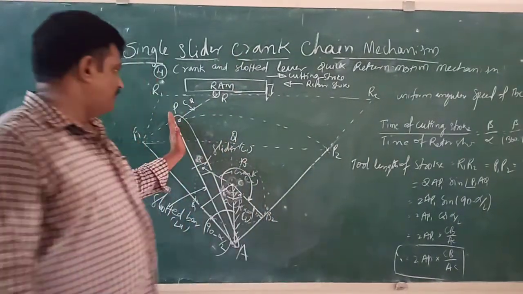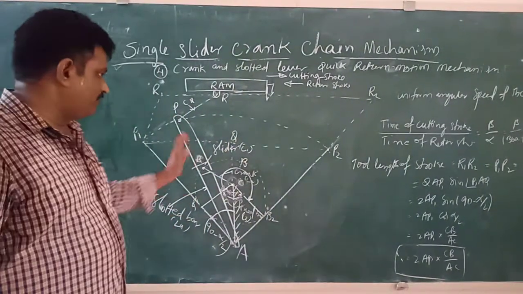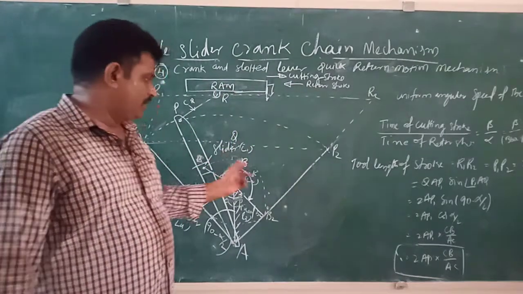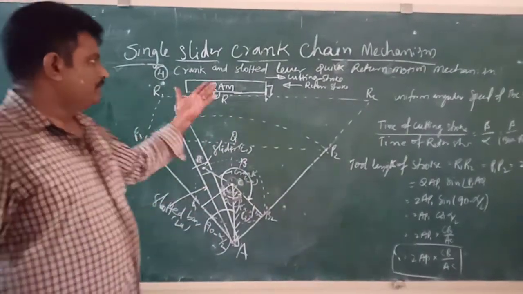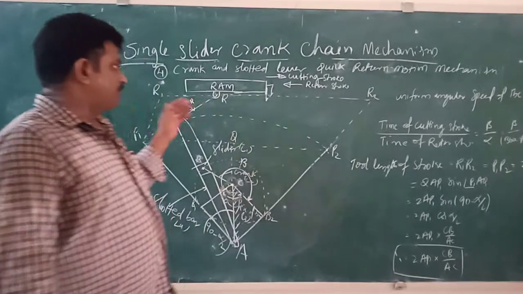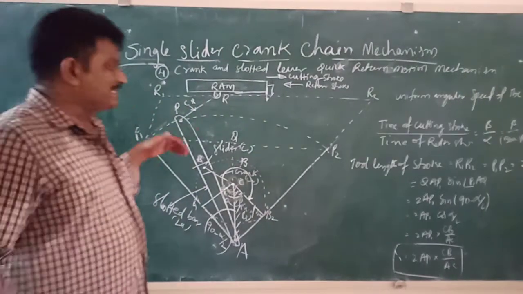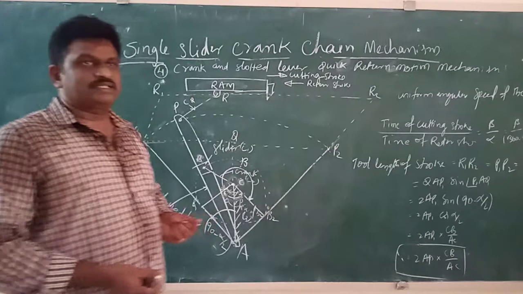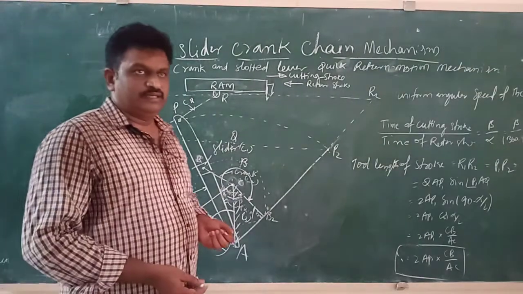Here the oscillating motion of the slotted bar is converted into to and fro motion, or rotary motion is converted into to and fro motion. It means reciprocating motion. This type of mechanism is used in shaping machines in the machine tools lab.